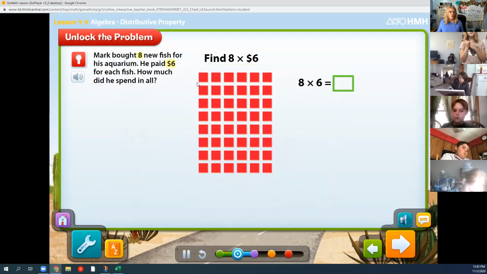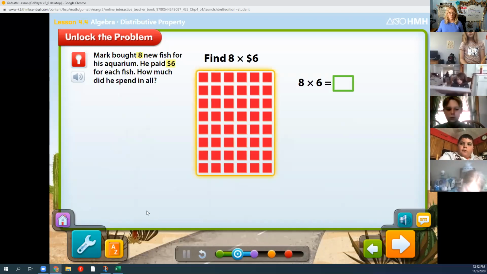Notice the array shows 8 times 6. Now break apart the array to make 2 smaller arrays for facts you know. Breaking apart a larger array into 2 smaller arrays makes the problem easier to solve.